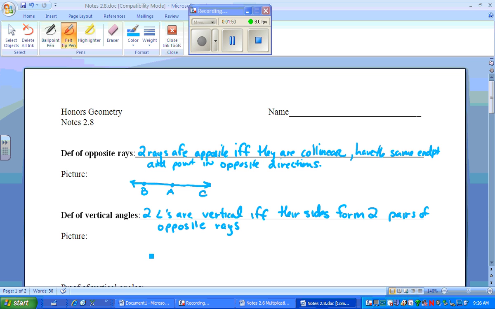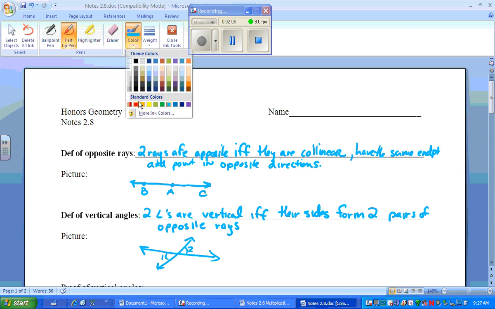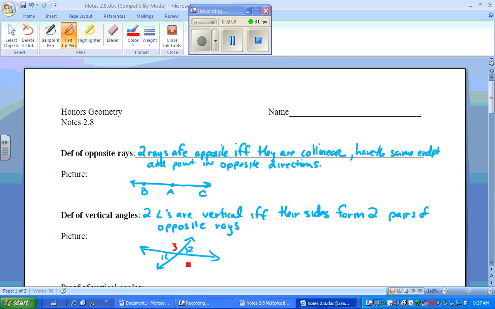Okay, what does a picture look like there? Basically, you have these two that would be vertical. 1 and 2 would be vertical. And then, let's change colors, 3 and 4 would also be vertical to each other. That gives you two pairs of opposite rays.